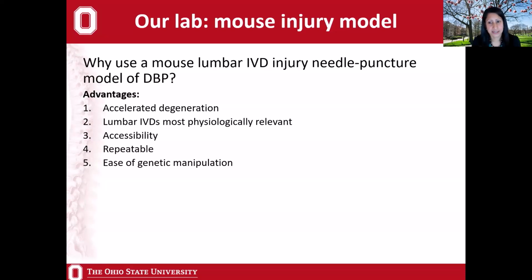And one of the nice things about using the mouse model is you've got so many genetic variants and so many different types of genetic knockouts. So using this model in terms of exploring questions is very attractive.